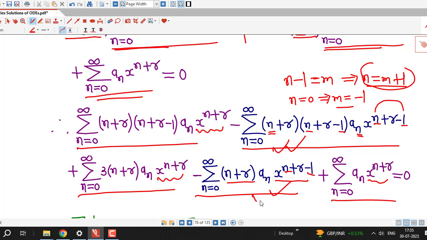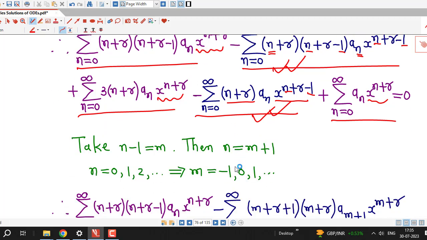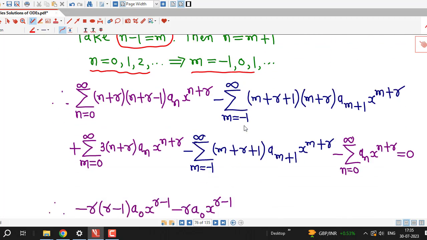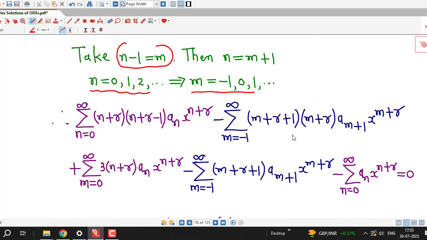So these two summations will be converted in terms of the new dummy index, which we have named small m. Rest of the things are as it is. So I have written here, n minus 1 is taken as m, therefore n is m plus 1. If n is taking the values 0, 1, 2, then m is taking the values minus 1, 0, 1 up to infinity. So I have written the changes in these two summations, and rest of the things I have written as it is. So I obtain this equation now.